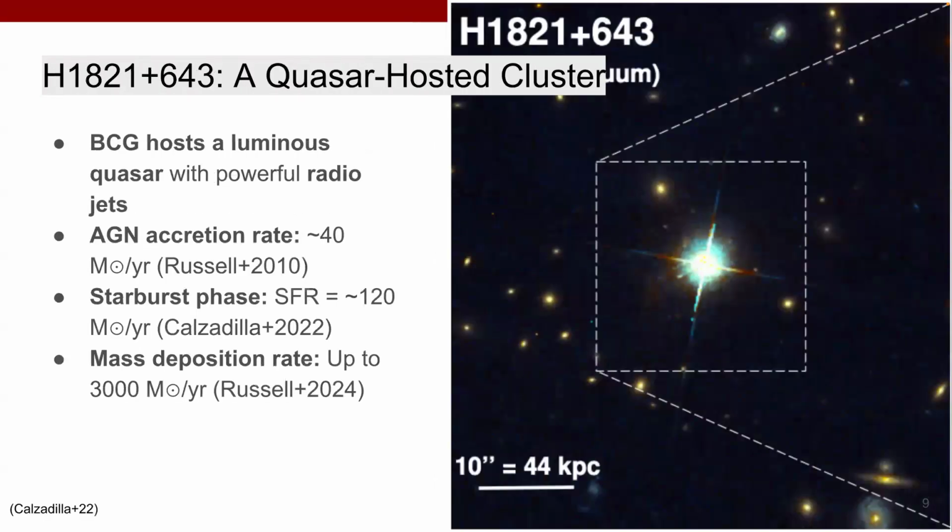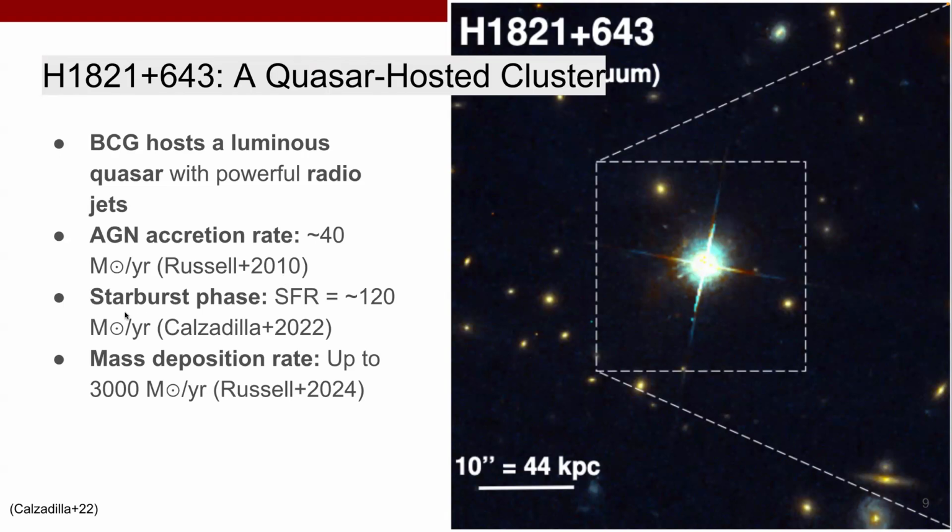Okay, another one is H1821. This one is even weirder because the BCG basically doesn't exist. The quasar or the AGN in the center is so bright that pretty much all the light comes from this one AGN inside the BCG. The radio emission is also very, very bright, not just the optical light.